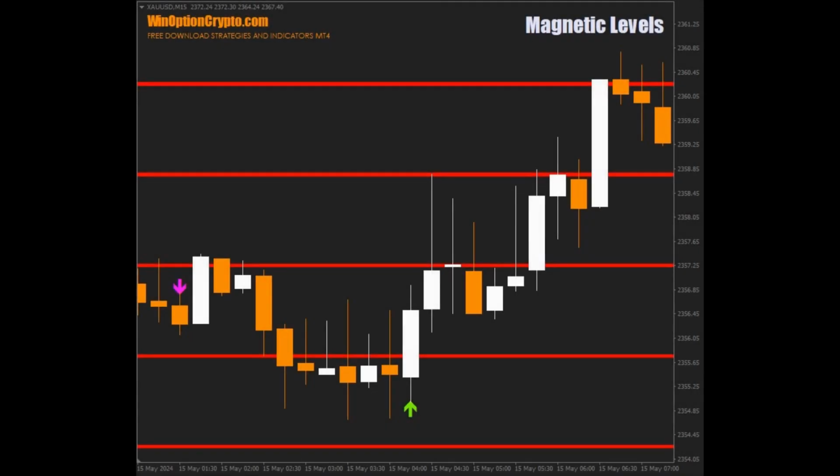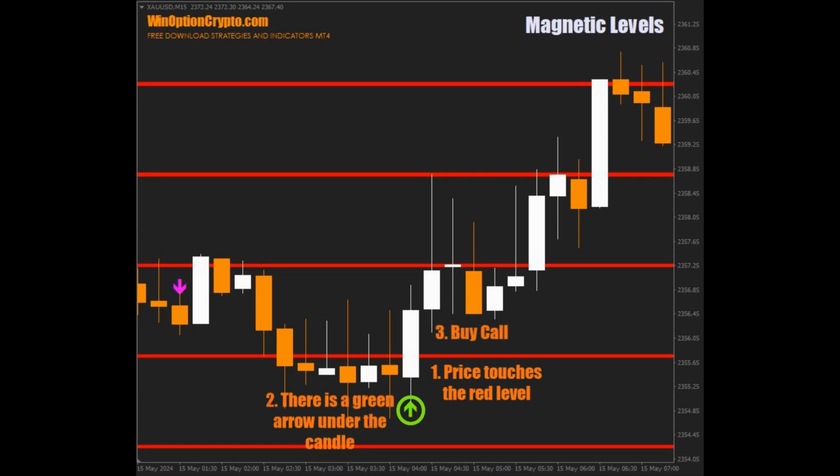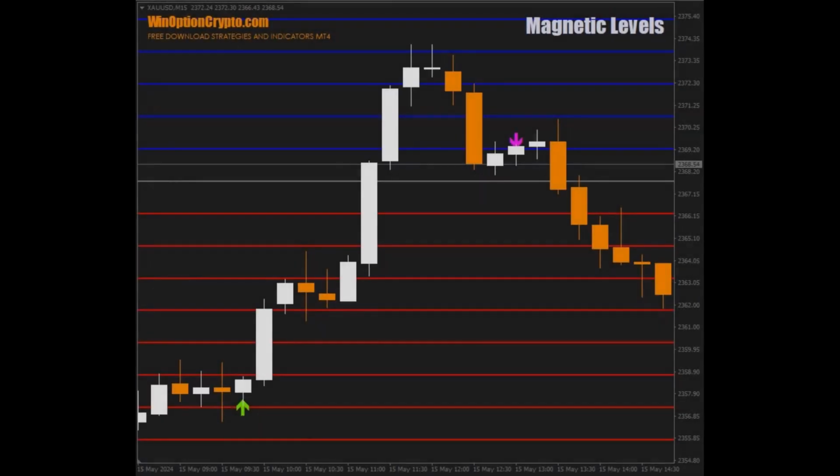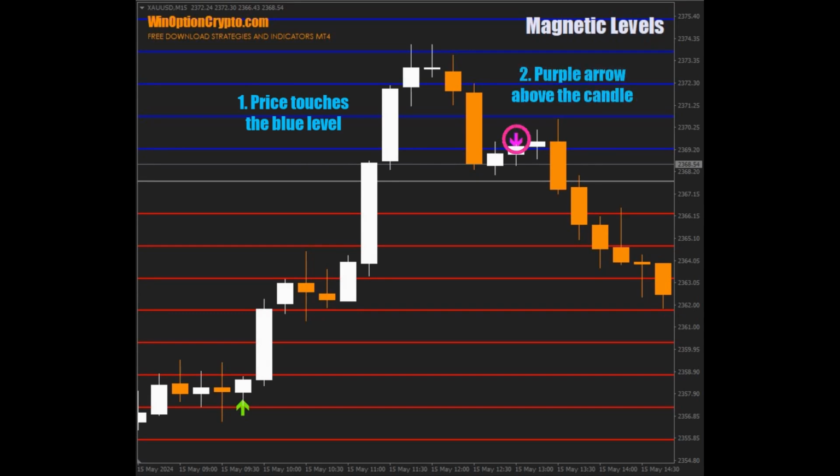So to buy call options you need: 1. The price touches the red level on the chart. 2. A green arrow appears under the candle. 3. At the opening of the next candle, we buy the call option. To open put options you need: first, the price touches the blue level. Second, a purple arrow appears above the candle. And third, at the opening of a new candle, we buy the put option.